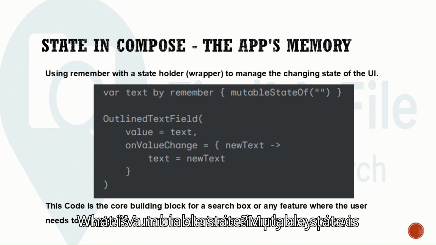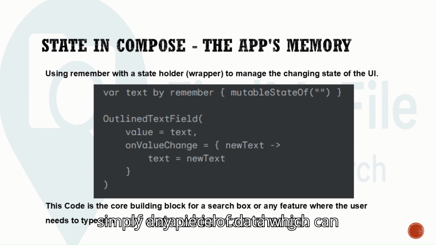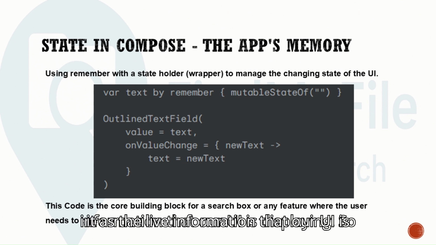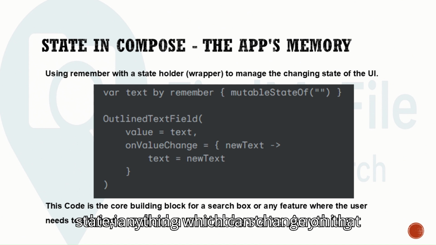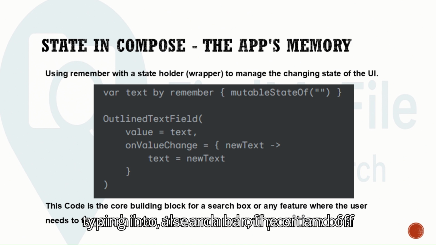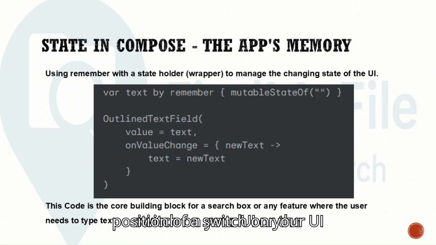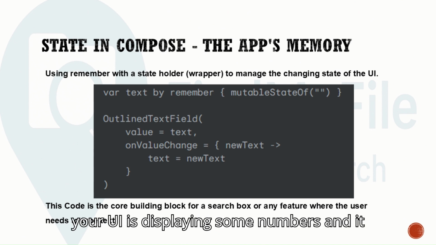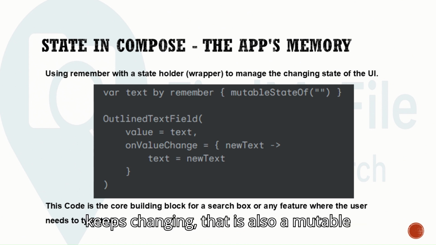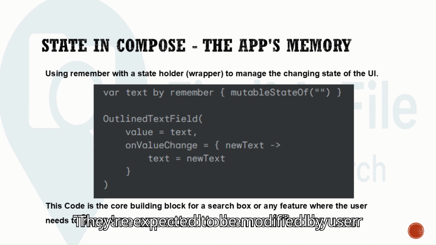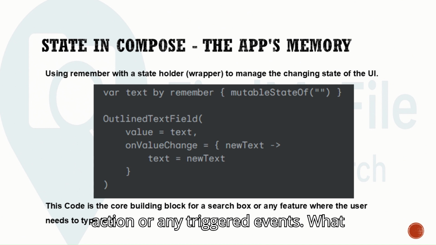What is a mutable state? A mutable state is simply any piece of data which can change. Think of it as the live information that our UI is displaying. So this is called a mutable state, anything which can change on that screen. For example, the text a user is typing into a search bar, the on and off position of a switch on your UI, or the current number in a counter are all pieces of mutable state. So if your UI is displaying some numbers and it keeps changing, that is also a mutable state. These things are not fixed, they are expected to be modified by user action or any triggered events.